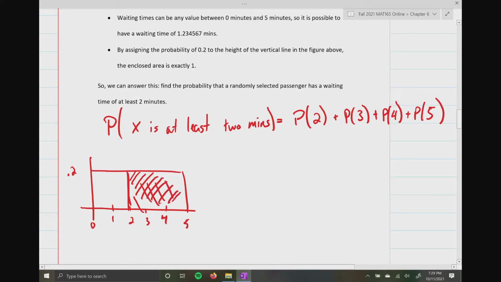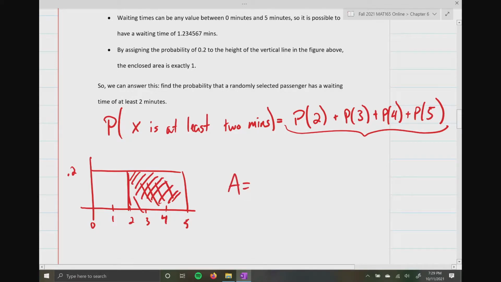And since this is a rectangle, we don't have to go through this mess right here, which is adding up each individual probability. I mean, you could if you wanted to. It's going to be 1/5 plus 1/5 plus 1/5 and all that good stuff. But we know since this is uniform, we can just find the area.